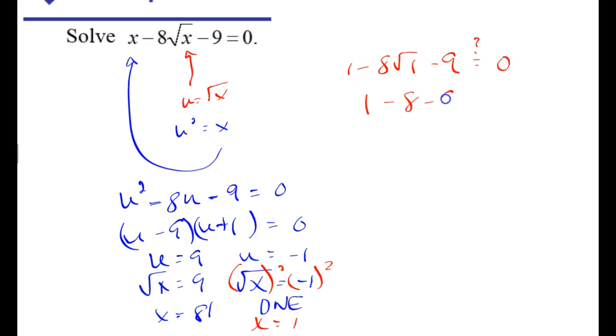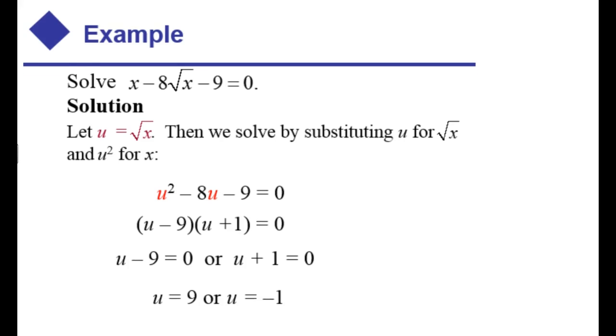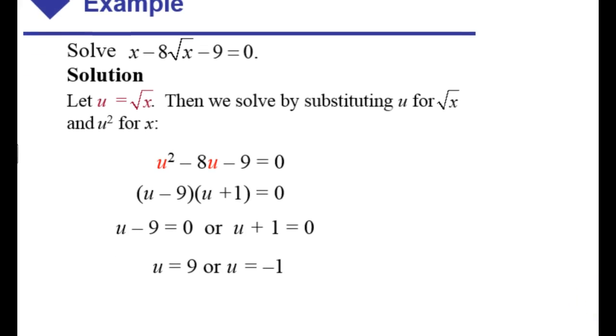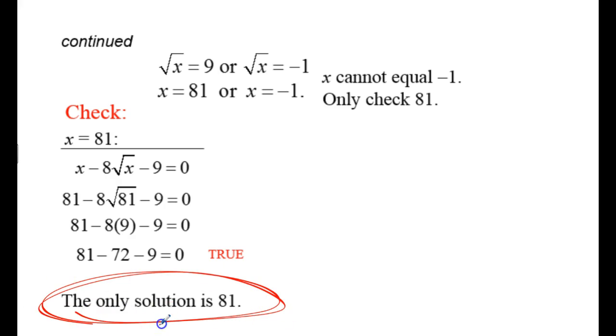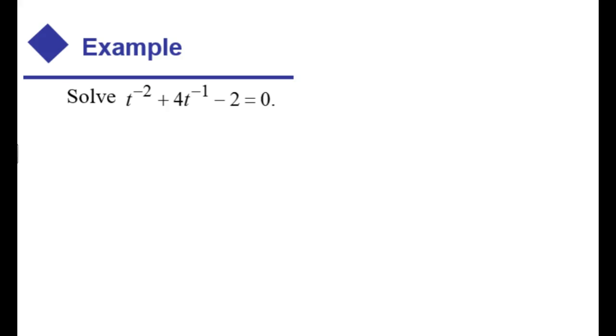1 minus 8 minus 9 does not equal 0. So that's called an extraneous solution. I just throw that out. So the only solution here is 81.